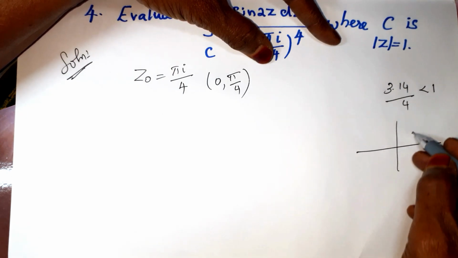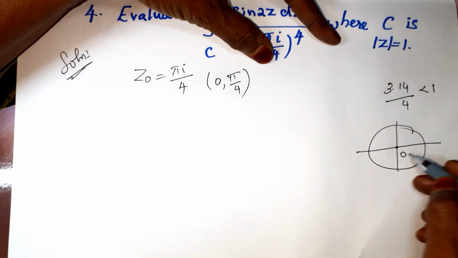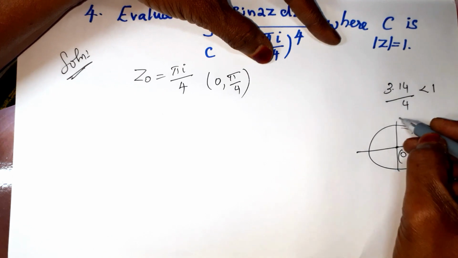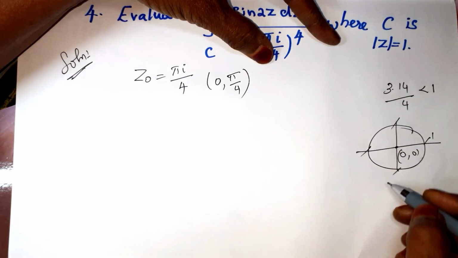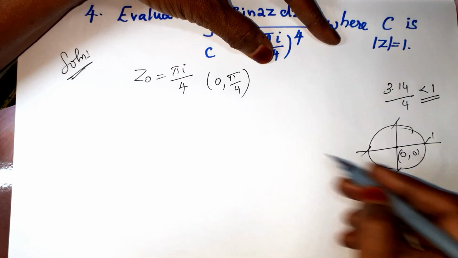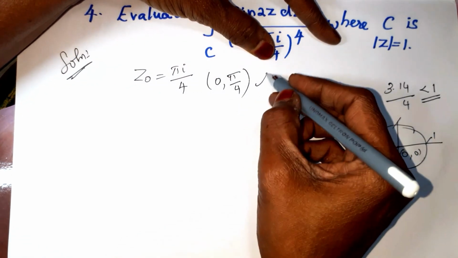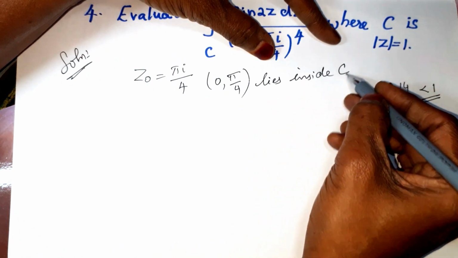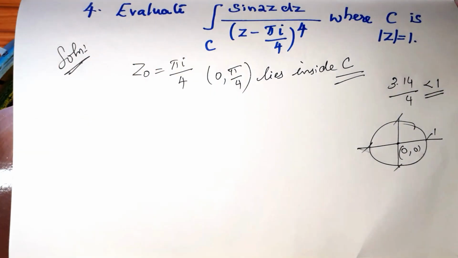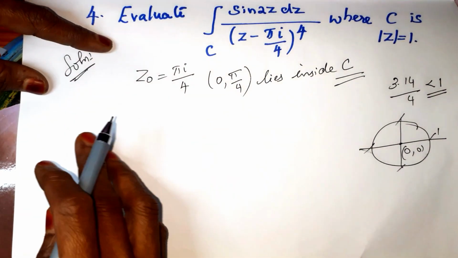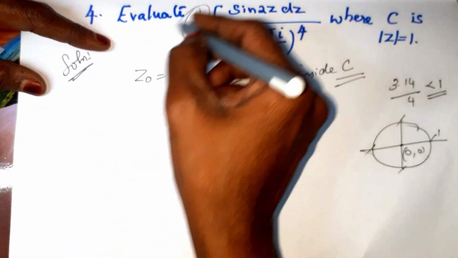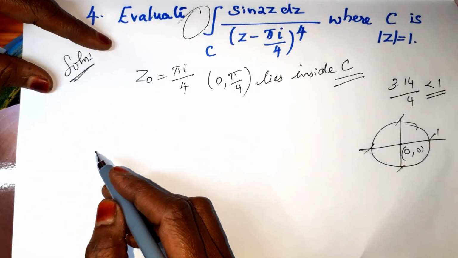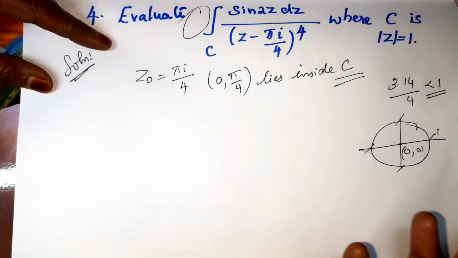Here the circle is with center 0 comma 0 and radius 1. Since it is lesser than 1, this point lies inside C. So inside C means we have to use the formula. So using the formula, this side we don't have that factorial term and 2 pi i, so that will come to the other side.